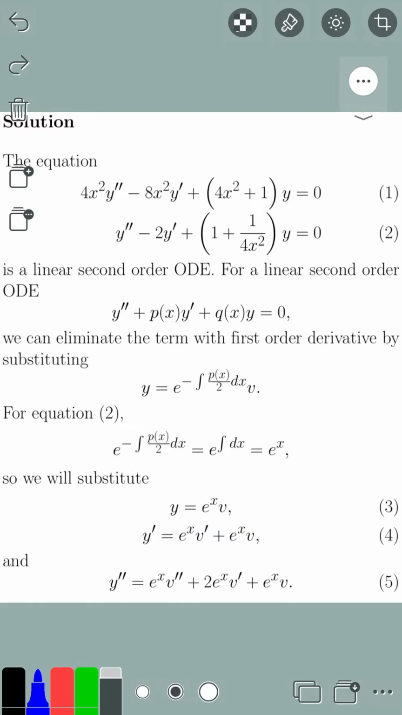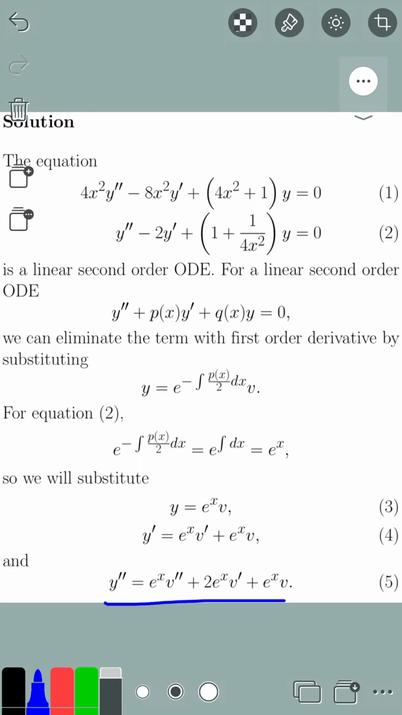Using the product rule for derivatives, we get y prime is equal to e to the x times v prime plus e to the x times v, and y double prime is equal to e to the x times v double prime plus 2 times e to the x times v prime plus e to the x times v.